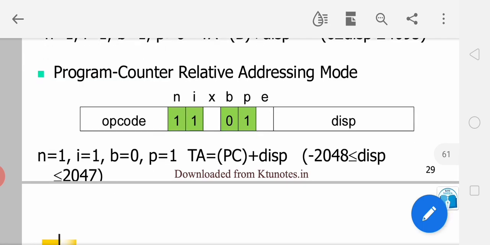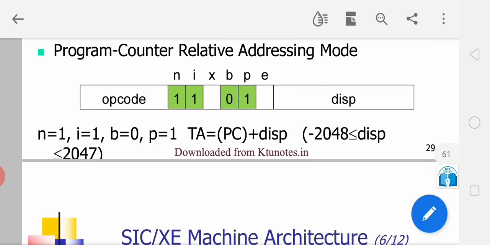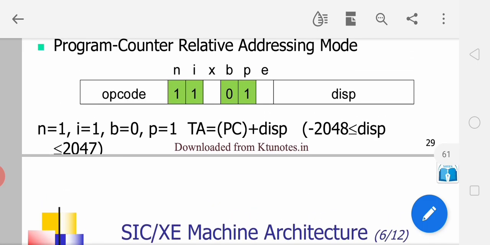What about the target address? The target address is the content in the program counter plus displacement. Displacement is some address which we use in order to reach the target address. Then TA equals PC plus displacement. That is all about program counter relative addressing mode. How the displacement address may vary in case of program counter relative addressing mode.